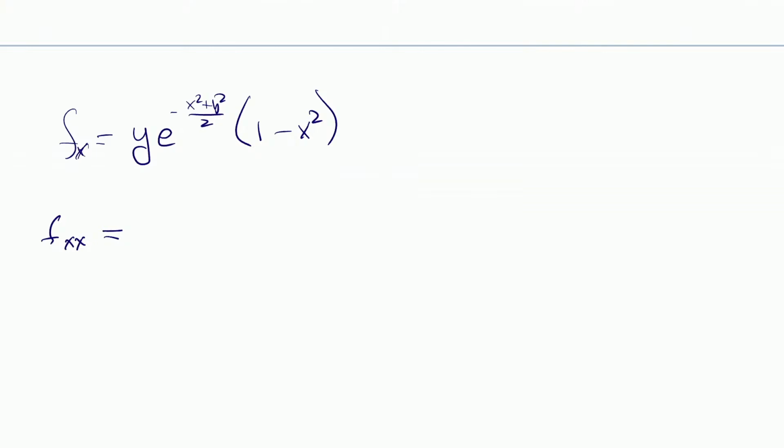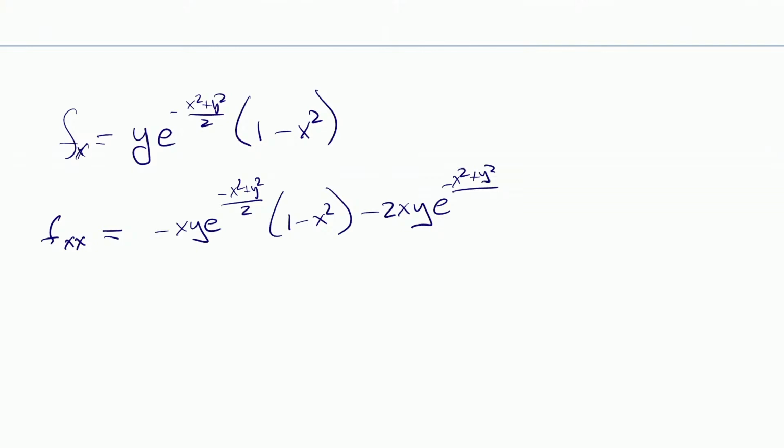So we have, let's see, the derivative of the first thing, that's the painful part, is going to be negative xy e to the negative (x squared plus y squared) over 2 times (1 minus x squared), minus 2xy e to the negative (x squared plus y squared) over 2. There, I think that's it. So here, I know you're confused about where everything went. So here is this thing and its derivative, and then the other thing is that thing and its derivative. I think I got that correct.